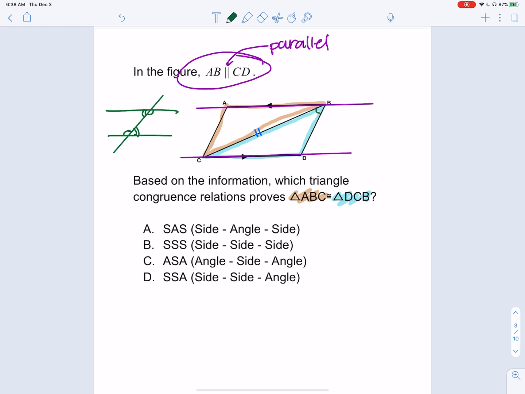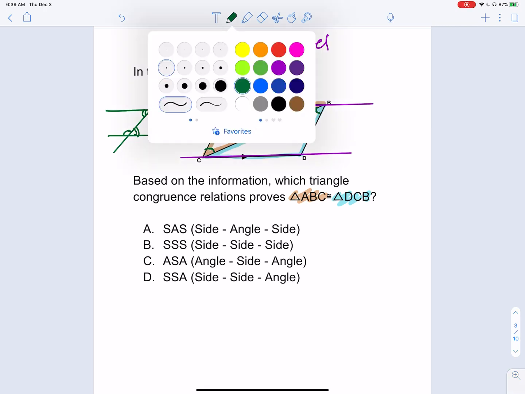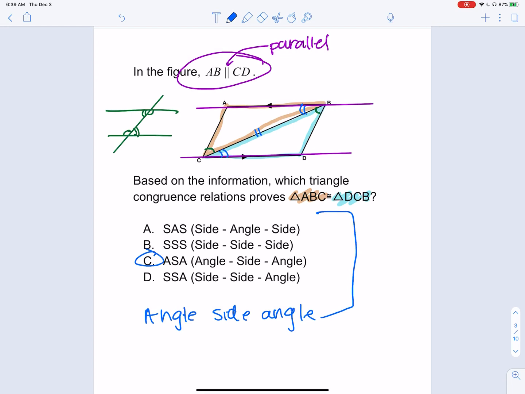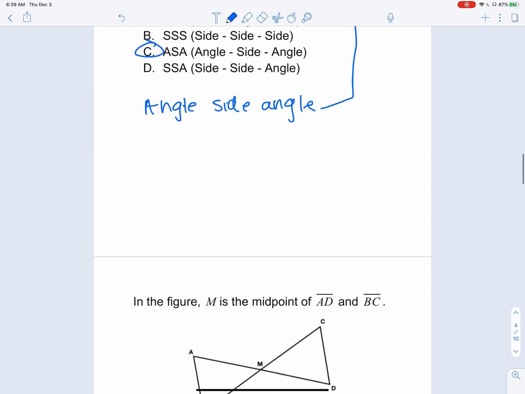So remembering that rule, we can say this angle is the same as this angle and this angle is the same as this angle. So using that, which theorem would make these two triangles the same? Very good. It'd be angle, side, angle. This one you have to apply this and this. It's a little bit difficult, but I know y'all can do it.